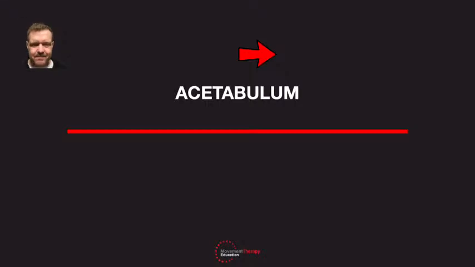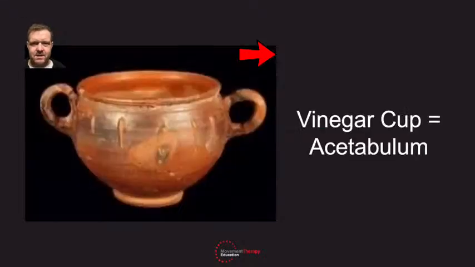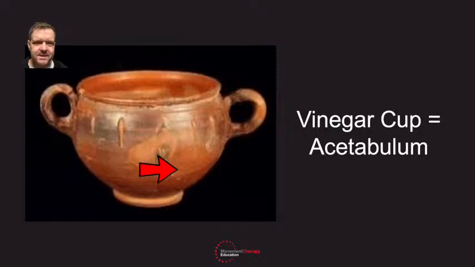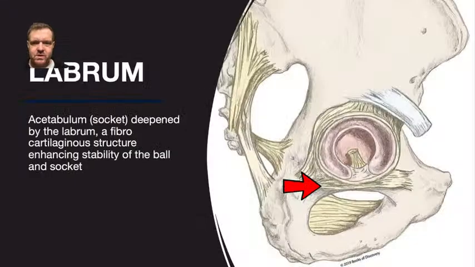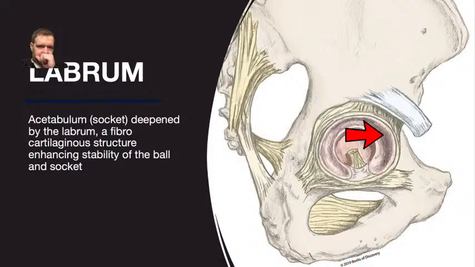So this was the acetabulum. This is where we got to last time. There's your vinegar cup from Latin, and the shape of it is like the socket of the ball and socket joint. So this is your labrum. This ring of cartilage around here, we've got the articular cartilage, and then we've got a labral lip on the outside.